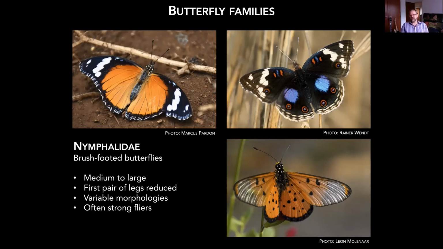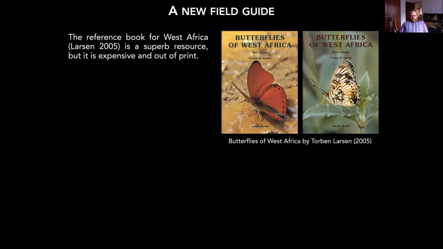And these look very diverse. It's very hard to describe them, and they're often strong flyers and quite easy butterflies to learn to identify because they're big and often show off their patterns. So how do you then get around to learn to identify them?